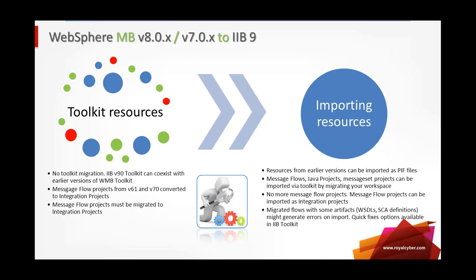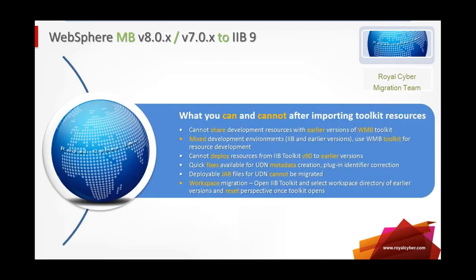But during that resource migration, you need to take care of the flows which have WSDL and SCA definitions. Sometimes errors come up for those flows which have WSDL and SCA definitions. But for those kinds of errors, there are quick fixes available. You can right-click and apply the quick fixes. Everything will get sorted out after that, and you don't have to worry about those errors. But you have to take care of these things. So this is about your toolkit migration. Now we're moving to the next slide.